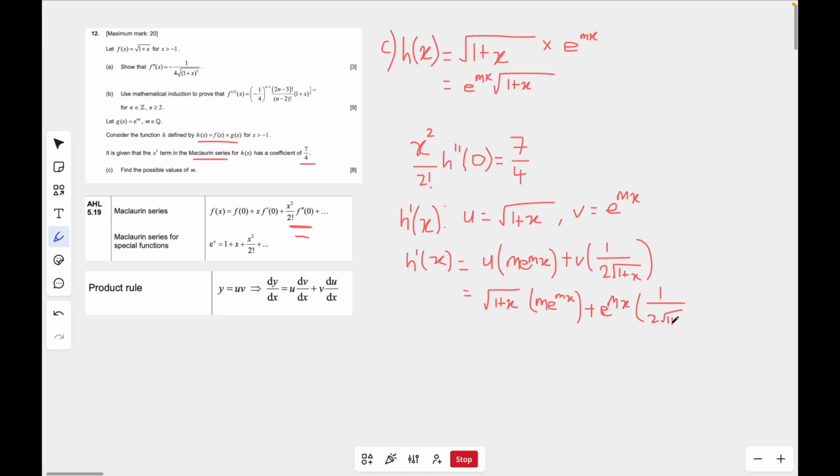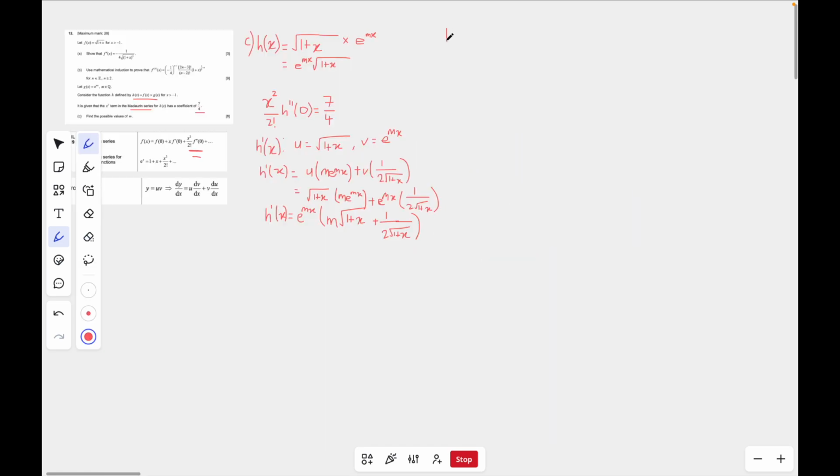Factorizing the like term of e to the power of m times x, we have the first derivative of h of x as e to the power of m times x, times m times the square root of 1 plus x, plus 1/2 times the square root of 1 plus x. We now use the first derivative to find the second derivative of h of x by repeating the process. We let u equal e to the power of m times x, and v equal to m times the square root of 1 plus x plus 1/2 times the square root of 1 plus x.